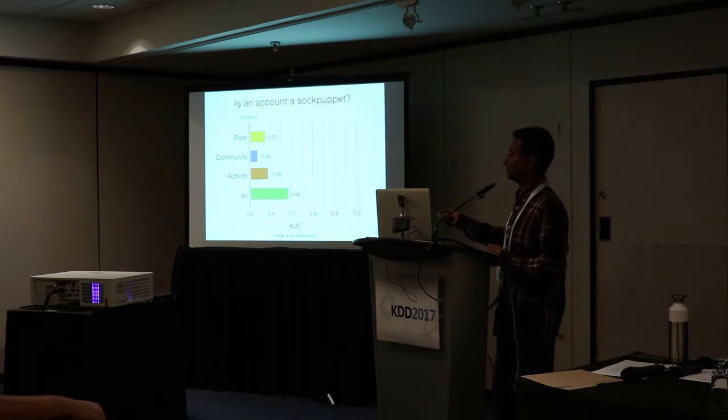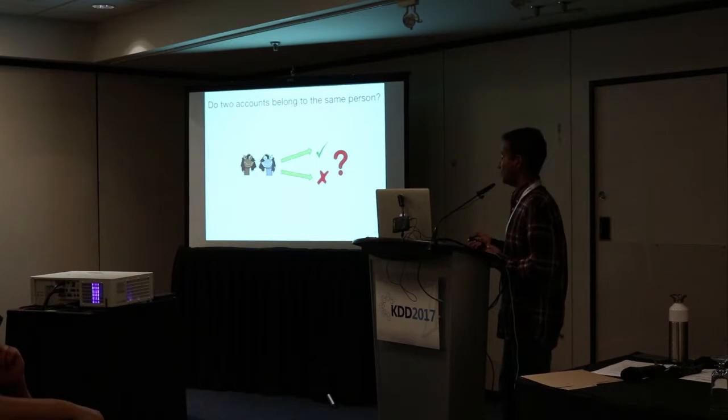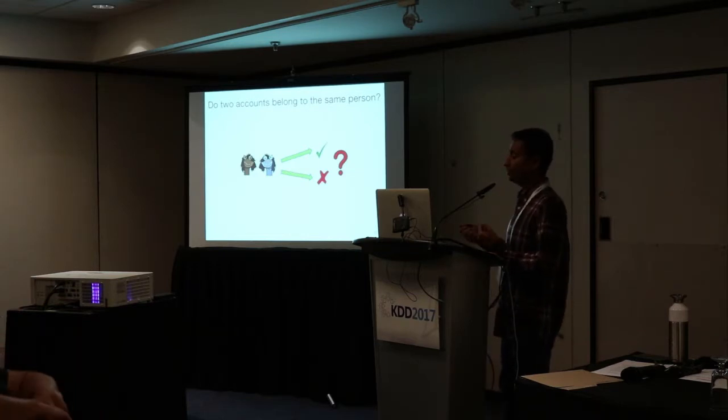When you combine all these features together, you get an AUC of 0.68, which is considerably higher than all of these individually. So the second task we look at is, given two accounts, do they belong to the same person or not?